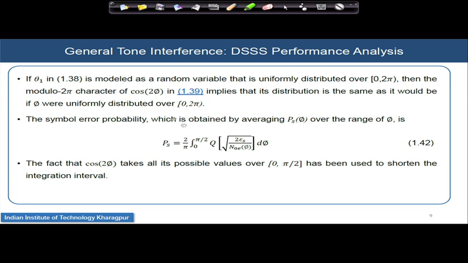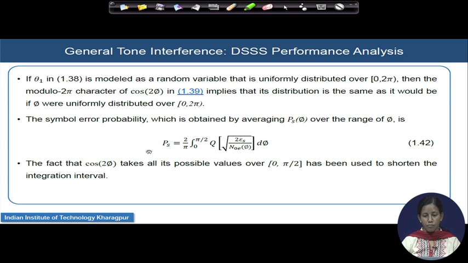And the theta 1 that we have considered, the relative phase of the jamming signal in this equation, we modeled as a random variable spread over the duration 0 to 2 pi, uniformly distributed over that. If theta 1 is like that, then because of the modulo 2 pi character of cos 2 phi, its distribution will be the same as theta 1. So, phi can be considered to be uniformly distributed over 0 to 2 pi also. Hence phi will have a uniform distribution over this whole duration.